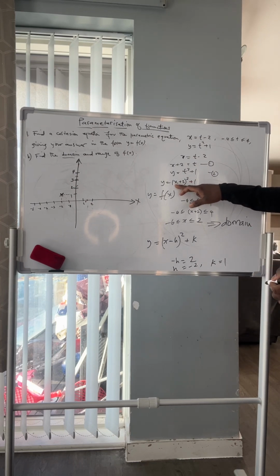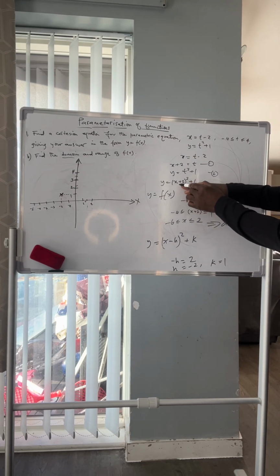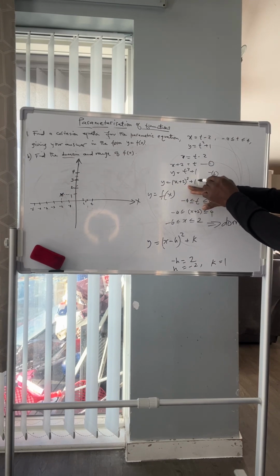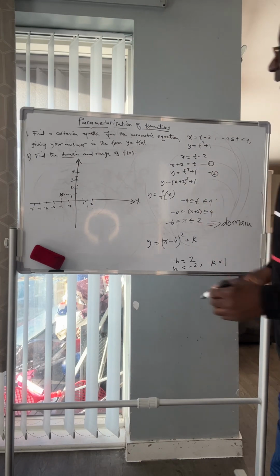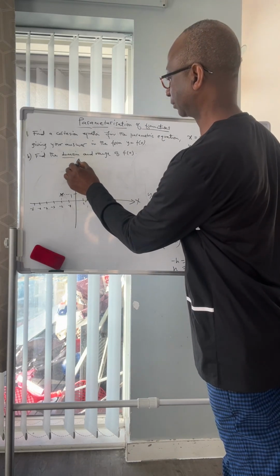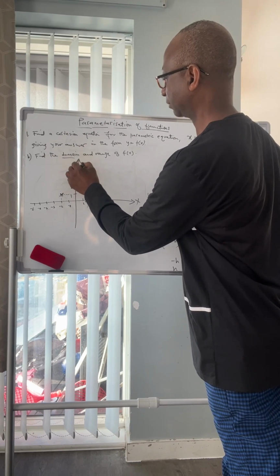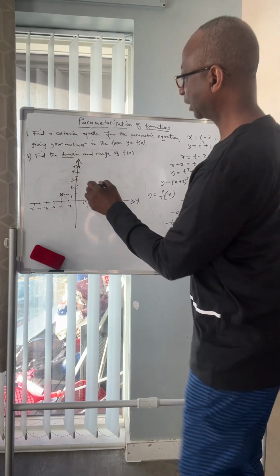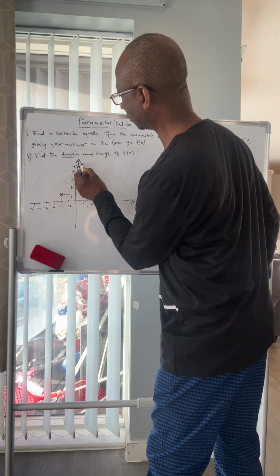So if x is 0 here, y equals (0 plus 2) to the power of 2 plus 1. 0 plus 2 is 2. 2 to the power of 2 is 4. 4 plus 1 is 5. So it cuts the y-axis at 5. So here. Now our graph will go like this.